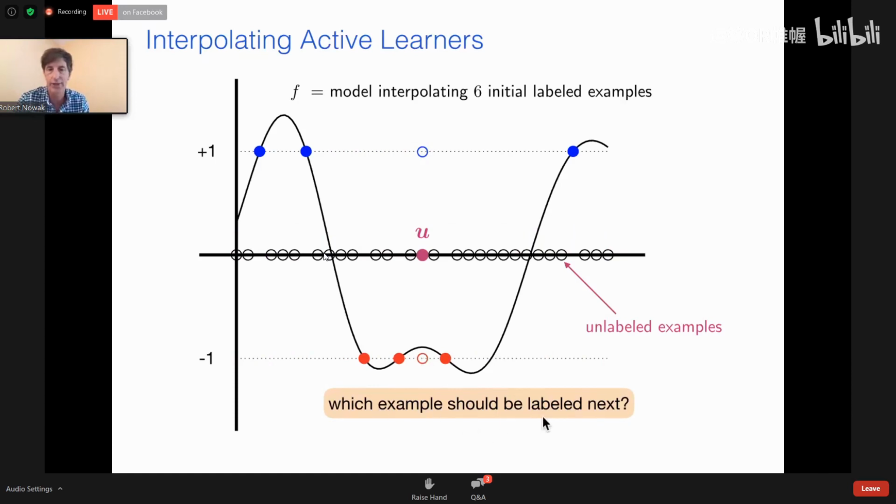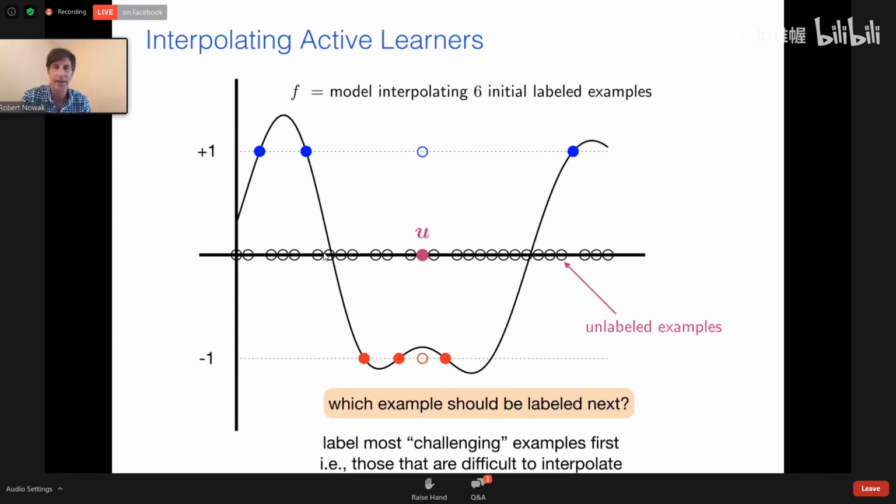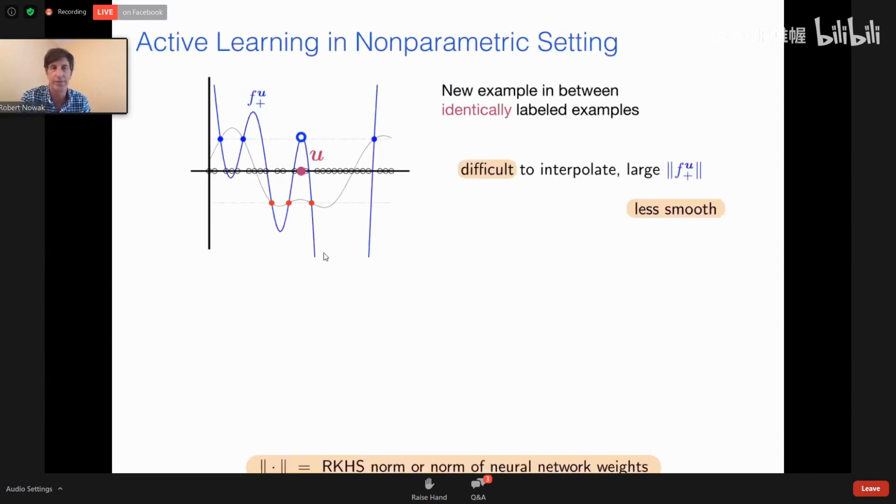And the question is, which example should we label next? So building on the intuition from the double descent idea, what we're going to do is label the most challenging examples first, those that are going to be the most difficult to interpolate. And I'll explain what I mean and how we identify these examples in a couple of illustrations here.